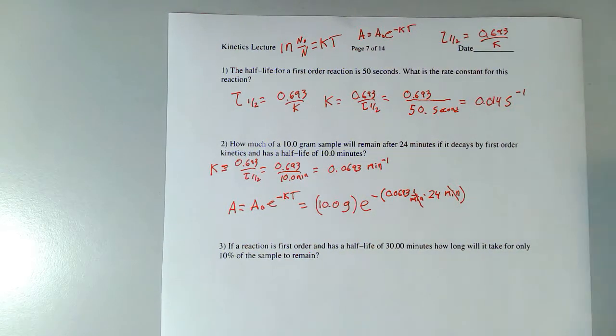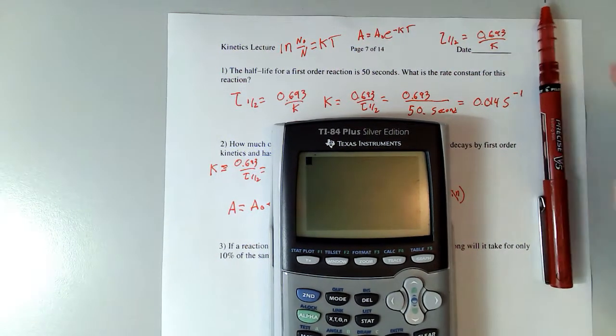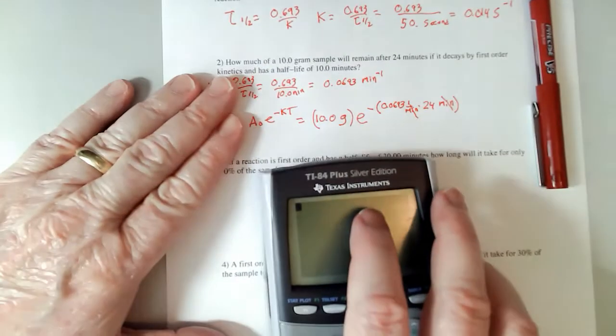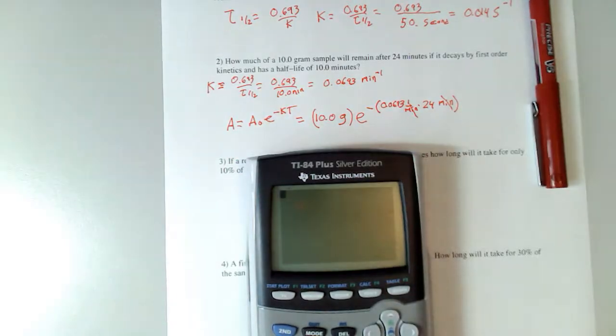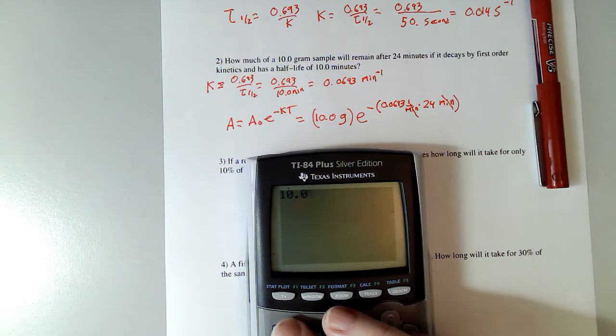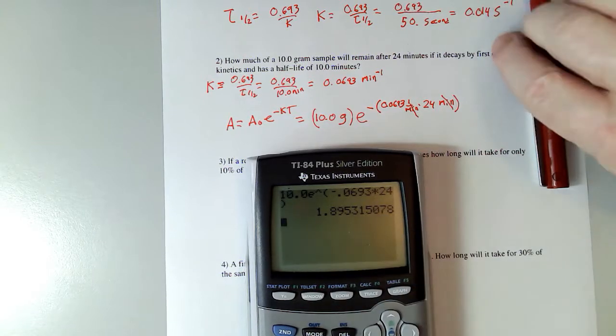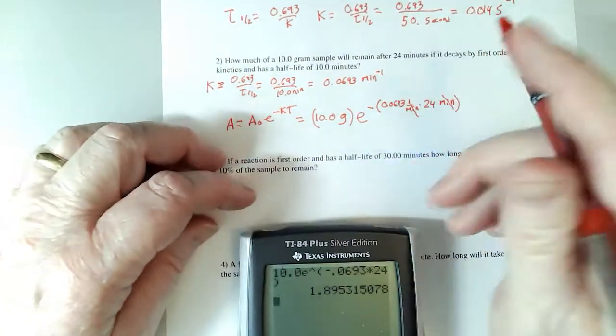Let me show you a nice convenient way of doing this on the graphing calculator. The first thing we're going to do is put in the 10.0 grams. Then we multiply that by second e to the x negative 0.0693 times 24, close the parentheses. It equals 1.895, so to 2 sig figs, that's 1.9.